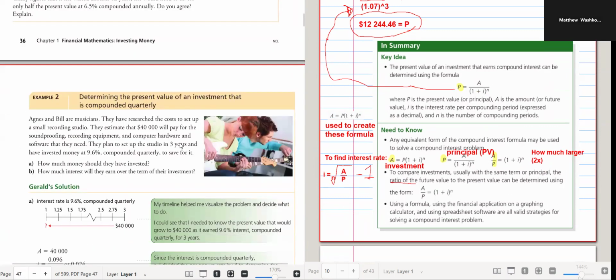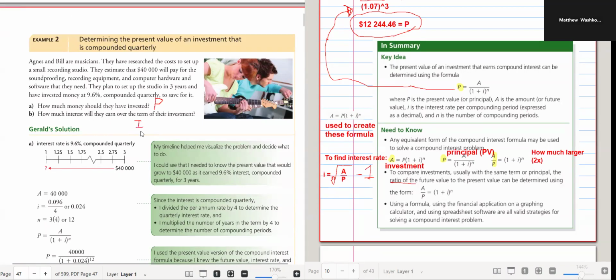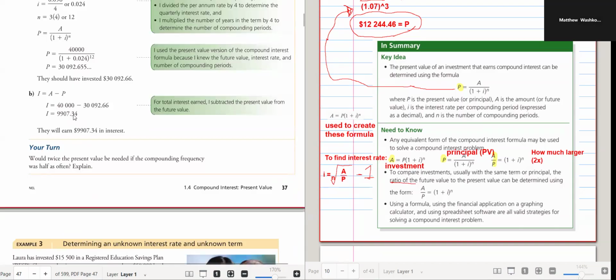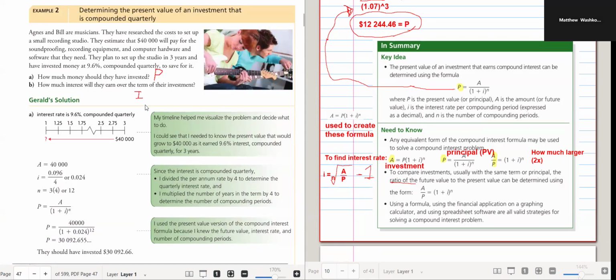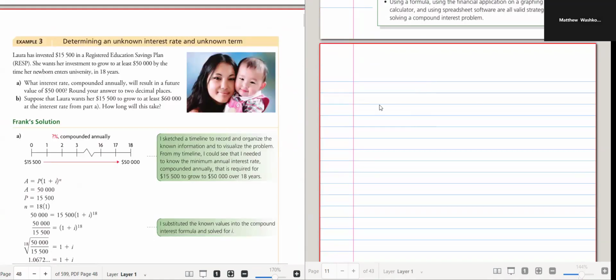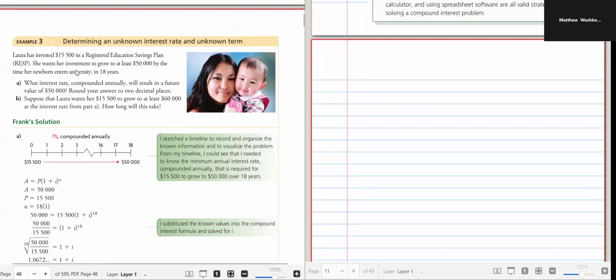For example 2 here, how much money should they have invested? That's your present value. How much interest will they earn over the growth of their investment? That's your interest there. And you can look at this, they're looking at the physical amount here, right? They're just looking at the dollar figure. They're not asking for the interest rate. So those are different. Question 3, however, Laura has invested $15,500 in a registered education savings plan, an RESP.